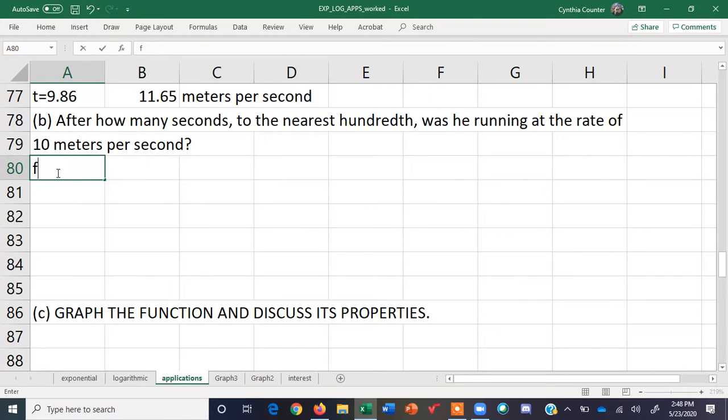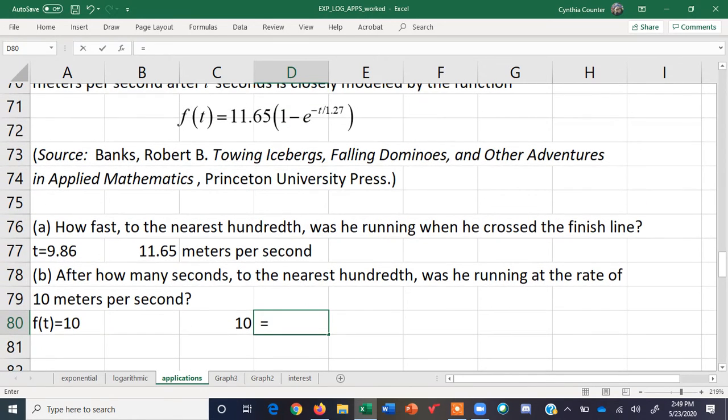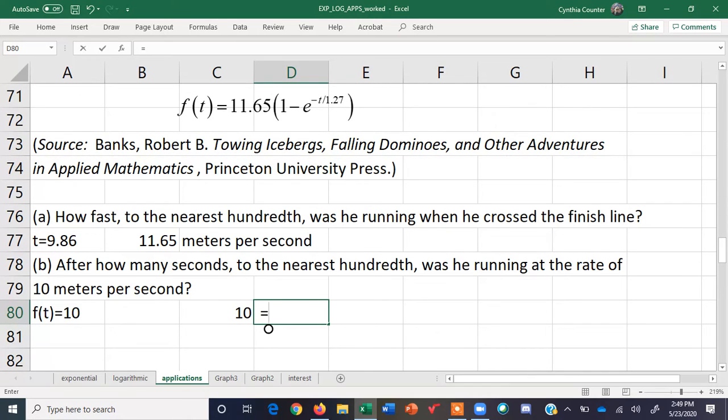So what we're doing now is we're given f of t equals 10, and we want to find t. So I'm going to put a 10 here. Then over here, I'm going to type a space before an equals because I'm just going to be copying down the formula and not actually doing a computation yet. So 11 point, this was like what you would do on paper.